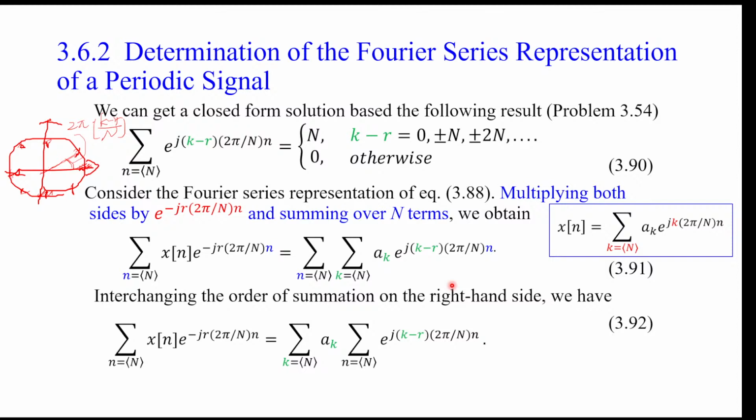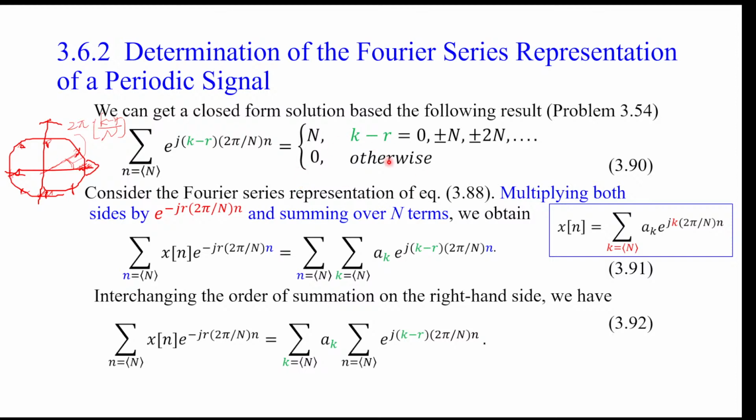Okay? And we change the order of summation, so we deal with the sum over n first. Then a_k doesn't depend on n, so we have the sum over n of e to the jk minus r 2 pi divided by big N times small n. So it's exactly this thing. The right hand side becomes sum over k of a_k times this thing. And then we know this thing is big N if k minus r is a multiple of big N, and 0 otherwise.